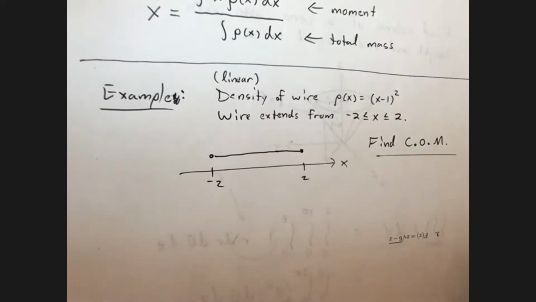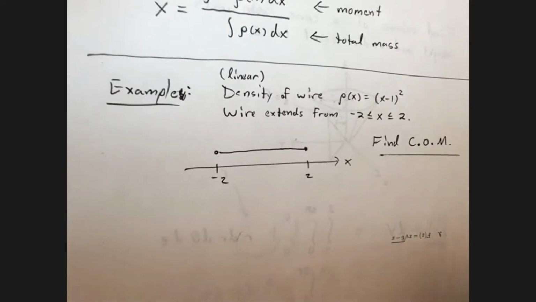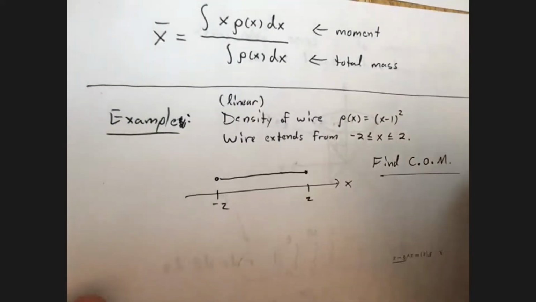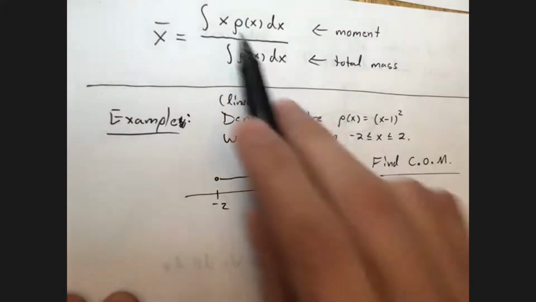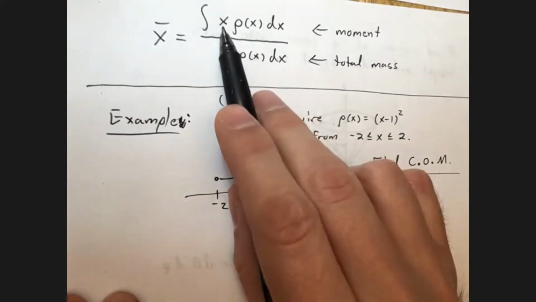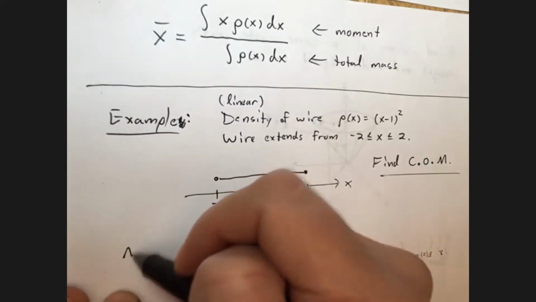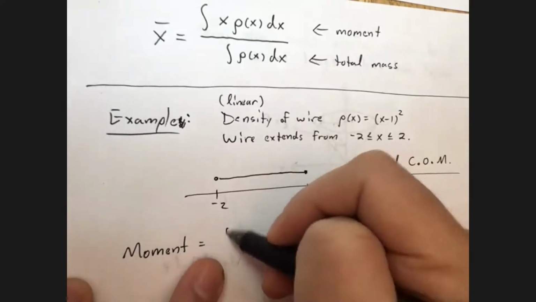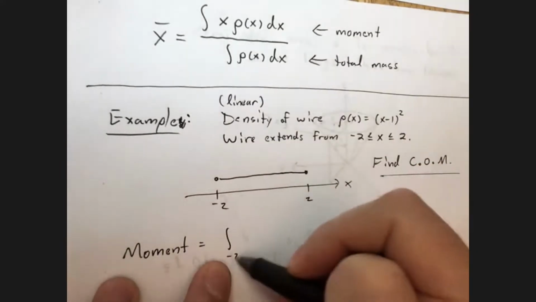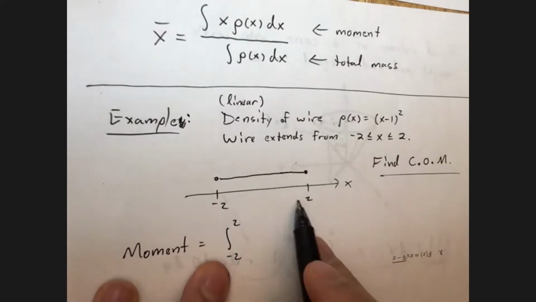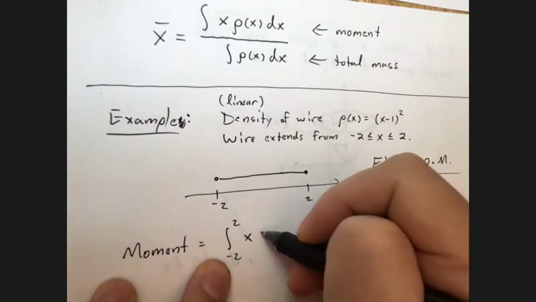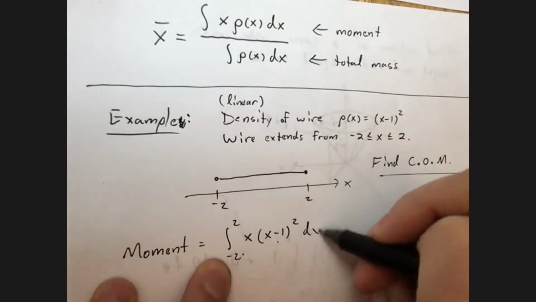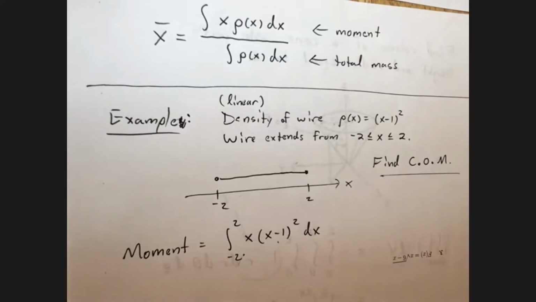Find the center of mass. Let's see, here's the formula up here, right? We've got our density, and we multiply that by x to get our moment. So the moment is going to be the integral from -2 to 2, because that's where this wire lives, of x times (x minus 1) squared, that is, x times rho of x dx. That's it, right?